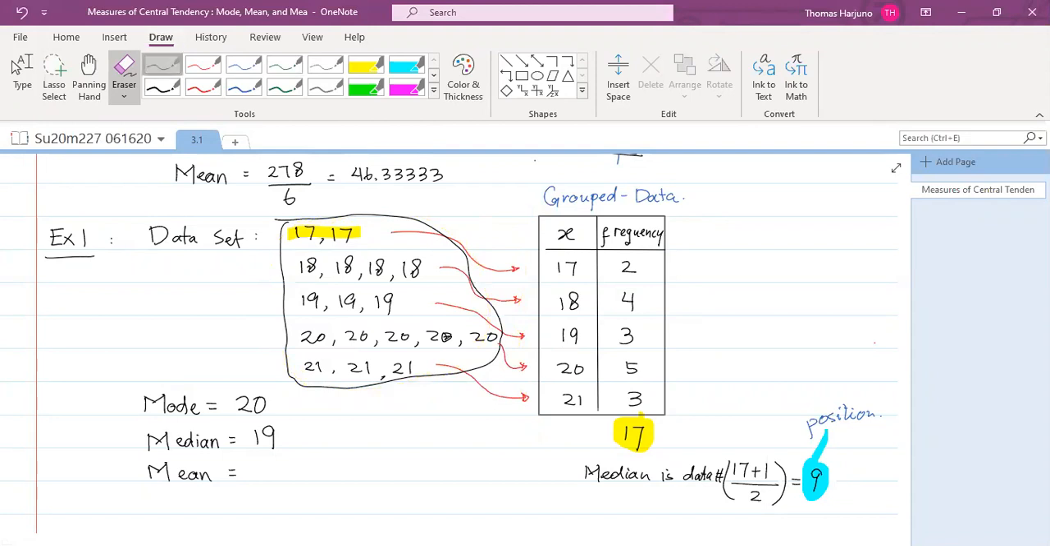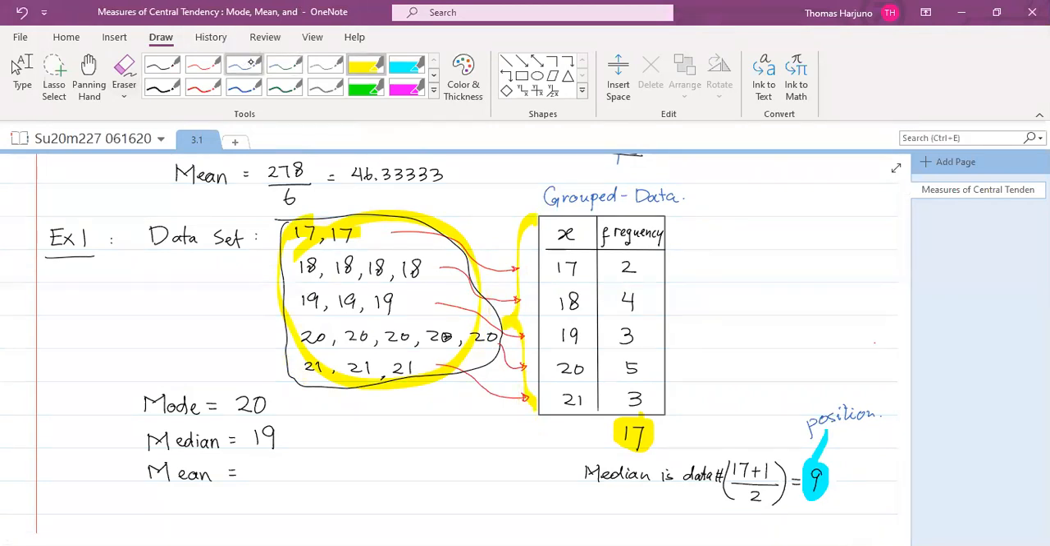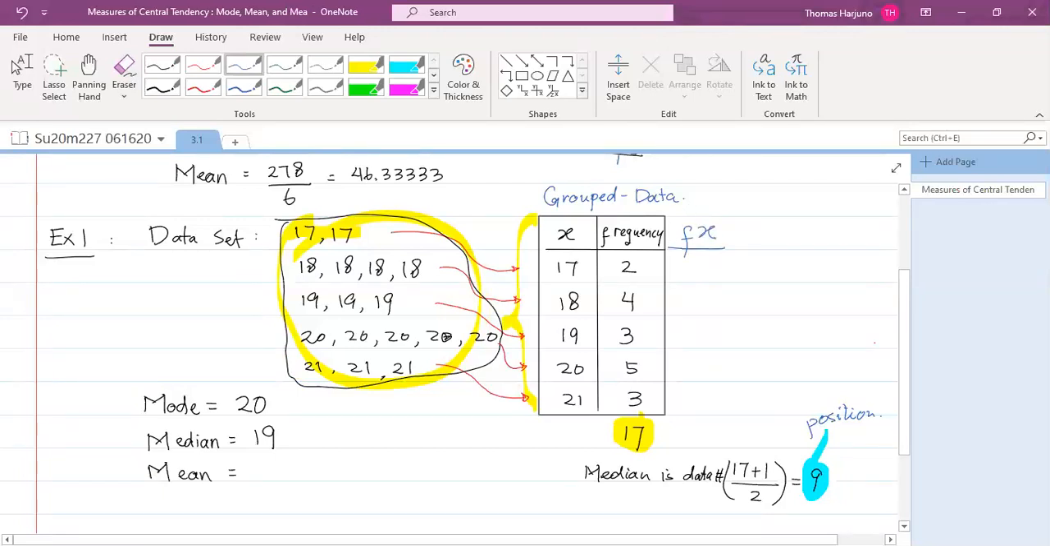Okay, now then we go on. Suppose I want to compute the mean. Instead of adding them one by one, you still can do that though, but keep in mind that we don't start from here. Imagine if we start from here. Now then, how do I compute the mean? What I will do, I will compute the sum for each class first.